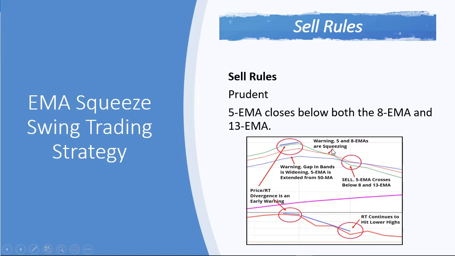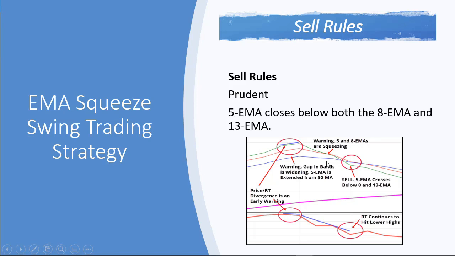Warning signal number 3 is when the 5 and 8-day EMAs are squeezing together, right in this area here. That gives you another early warning signal. Now, I've seen trades where that's happened, but the 5 never closes below both the 8 and the 13, and the stock continues to run higher. So you have to decide which exit is really best for you.